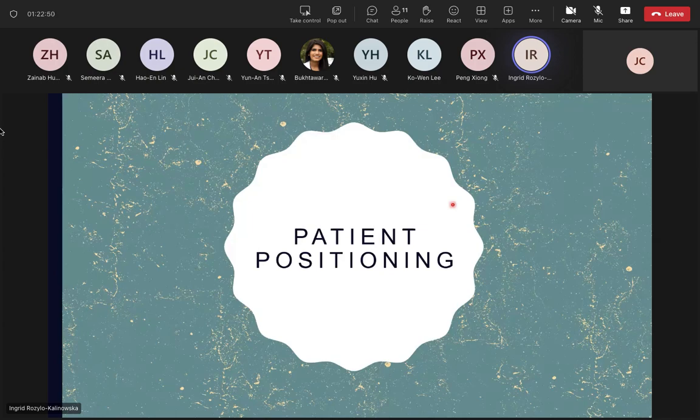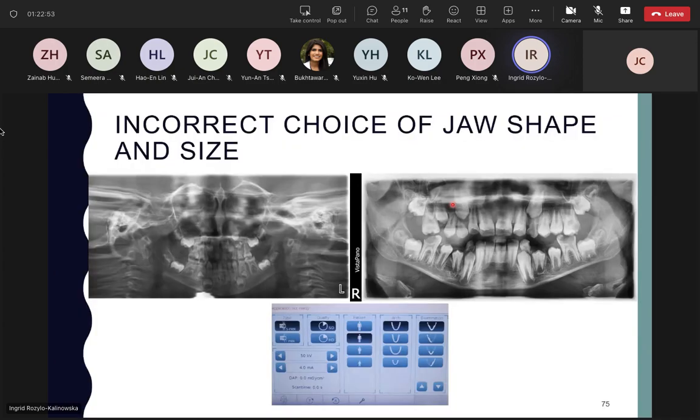As for patient positioning and other errors, here you can see incorrect choice of jaw shape and size. So too big radiograph in comparison with small face of this child with milk dentition only. And this was biologically a very big male, but judging from the date of birth, which is input in the panoramic machine, he was considered to be a child, so a smaller field of view was applied, and this way TMJs were cropped from the small image.